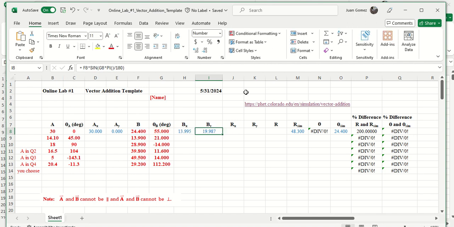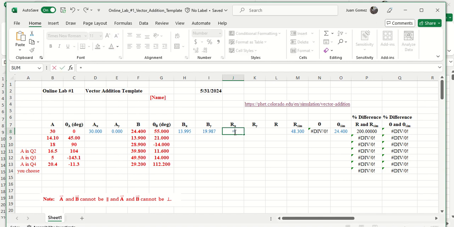There. So I've got Bx and By. Calculate. Now, how do I get Rx? Well, remember, Rx is going to be Ax plus Bx. So now here in the cell for Rx, this blank cell, you type in equals. And I like parentheses, a couple of spaces, left parenthesis. Now, Ax is D8. See, and notice D8 is highlighted. Then space plus space, D8 plus H8. Close parentheses.